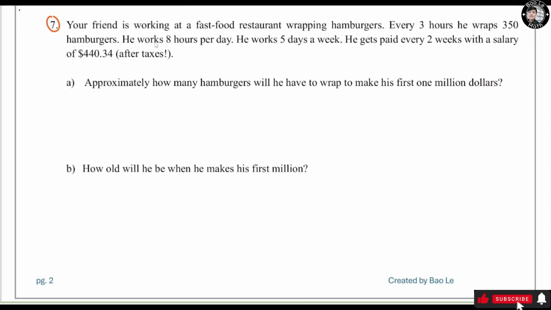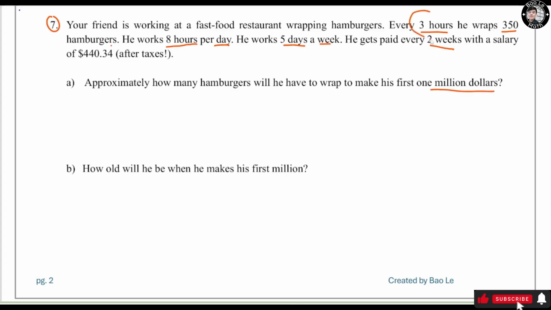Question 7. Your friend is working at a fast food restaurant grabbing hamburgers. Every 3 hours, he grabs 350 hamburgers. He works 8 hours per day. He works 5 days a week. He gets paid every 2 weeks a salary of $440.34 after taxes. Question A. Approximately how many hamburgers will he have to grab to make his first $1 million?